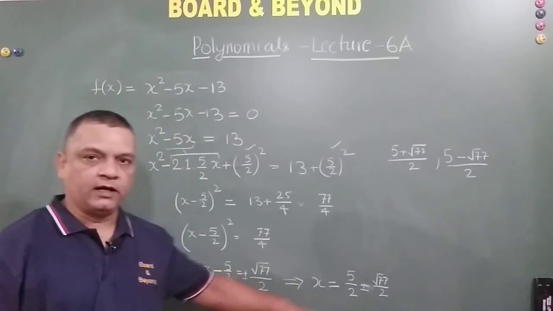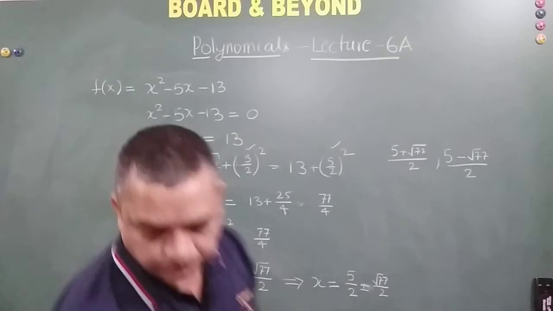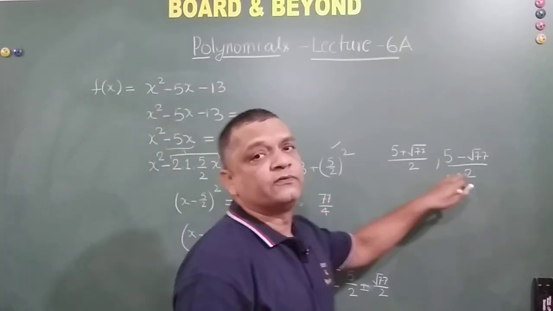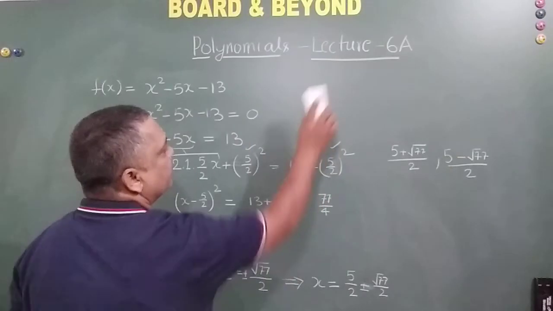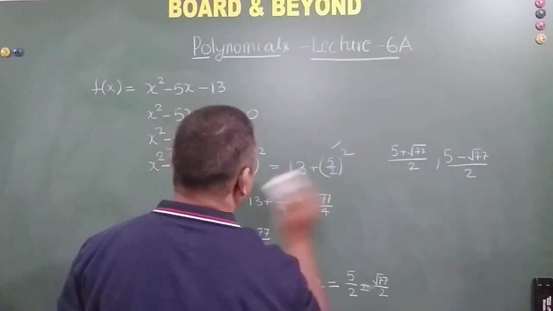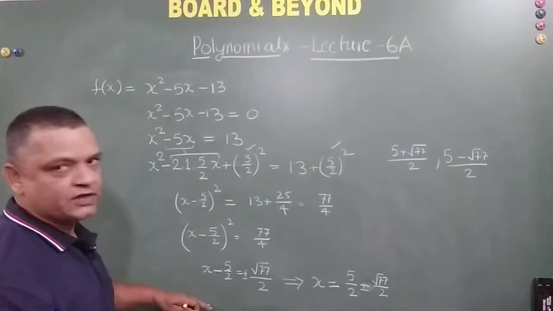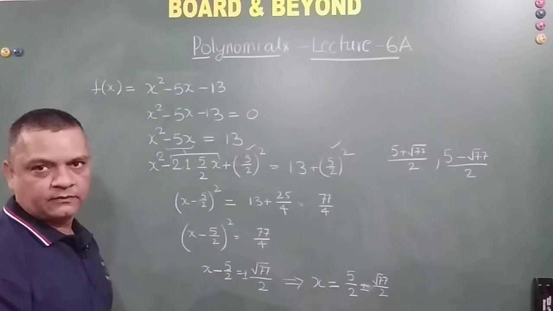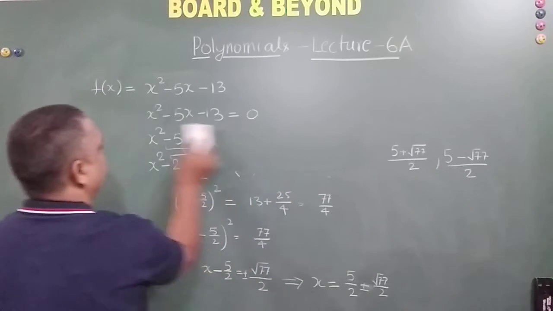You all agree to this, that x will be either this or this. So what we have done here is that we have found out the roots for this quadratic polynomial. Okay, so let us just take the roots here and rub off the other things. For any of my friends who want to take a screenshot, please take it now. Okay, now I will rub it up.